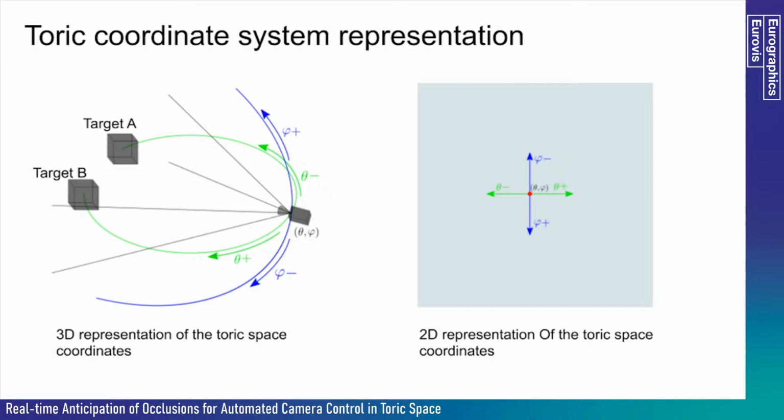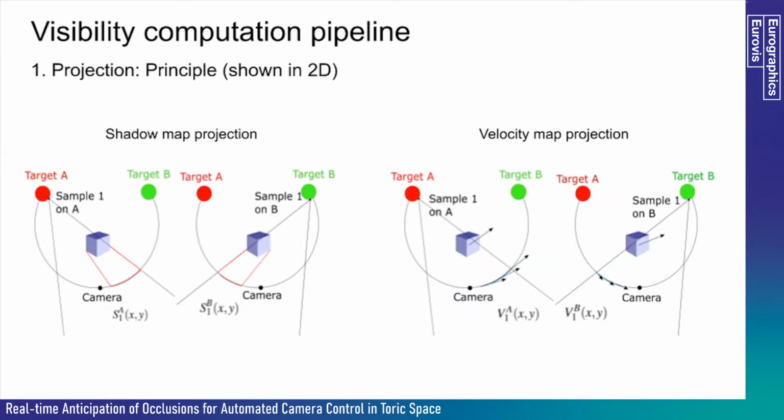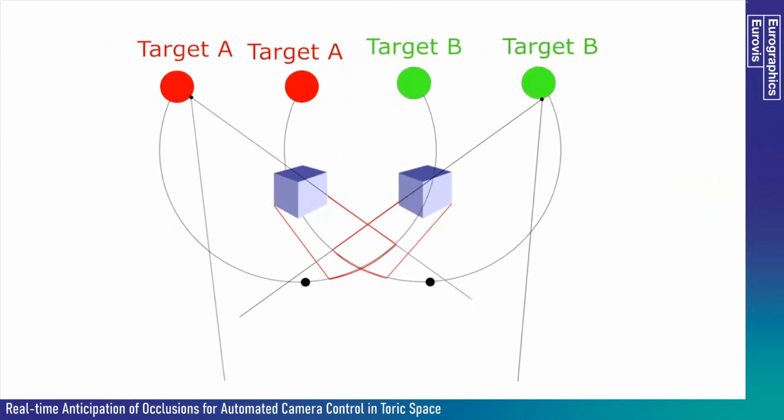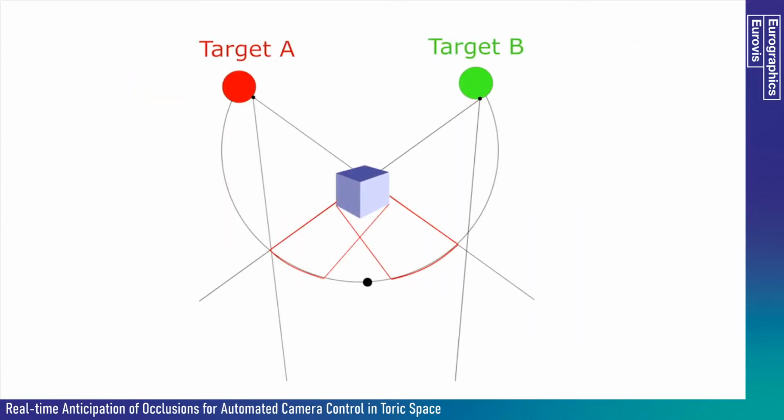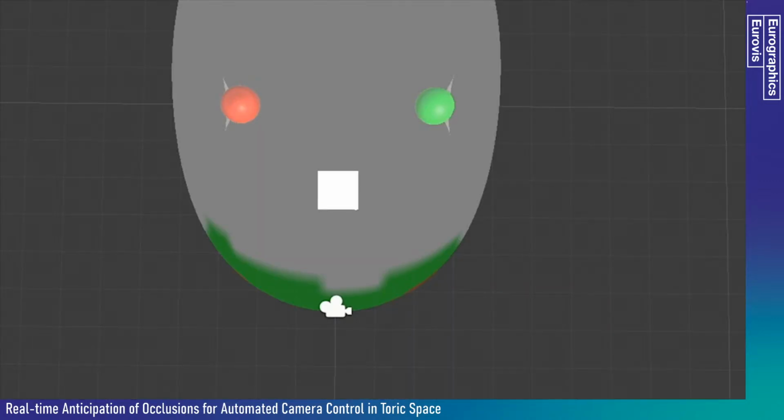Knowing this, we compute 2 maps per sample picked on the target surface, by projecting information on the toric surface using the shadow mapping principle. The first map is the visibility information, and to be able to anticipate the future occlusions, we also need the velocity information of the occluders that we compute on the velocity map. The visibility map is computed by comparing the toric depth and the occluder's depth. We fill the map at the texture coordinates reached by the projection prism.